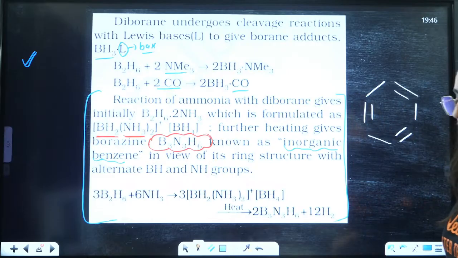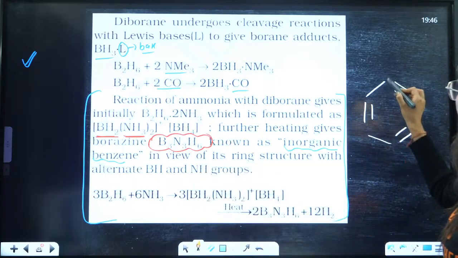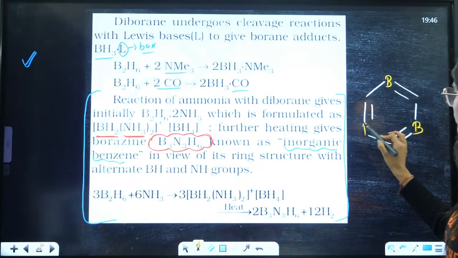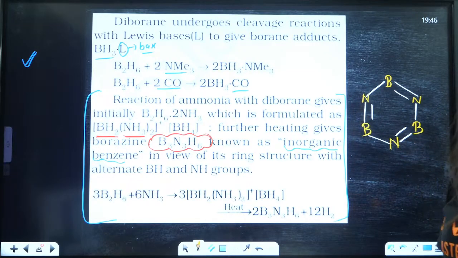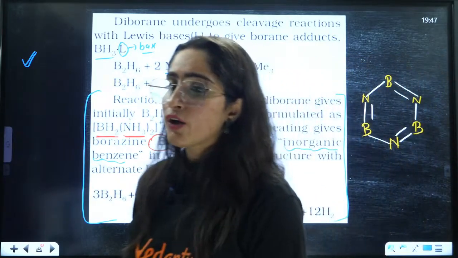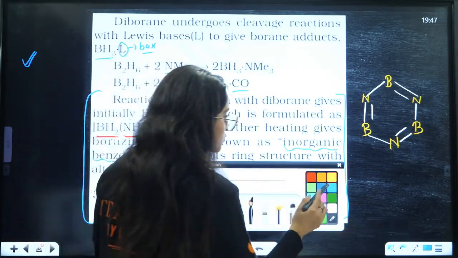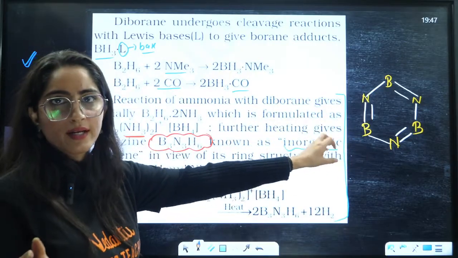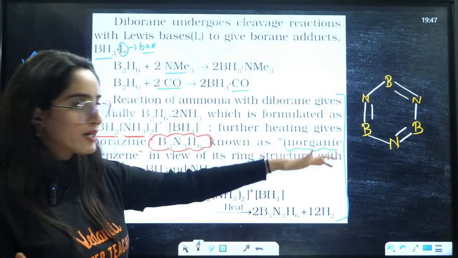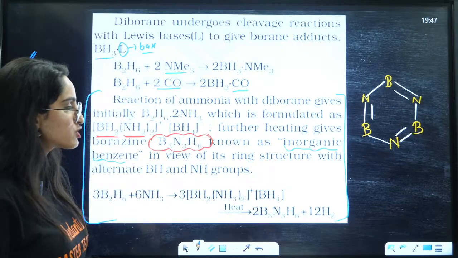This is called benzene. So instead of carbon, you will have boron, boron, boron, and nitrogen, nitrogen, nitrogen. That is called the inorganic benzene. So instead of carbon, you have nitrogen and boron. That is why it is called a benzene kind of structure, but it does not have carbon in it. Instead, the elements are boron and nitrogen, in view of its ring structure with alternate BH and NH groups.